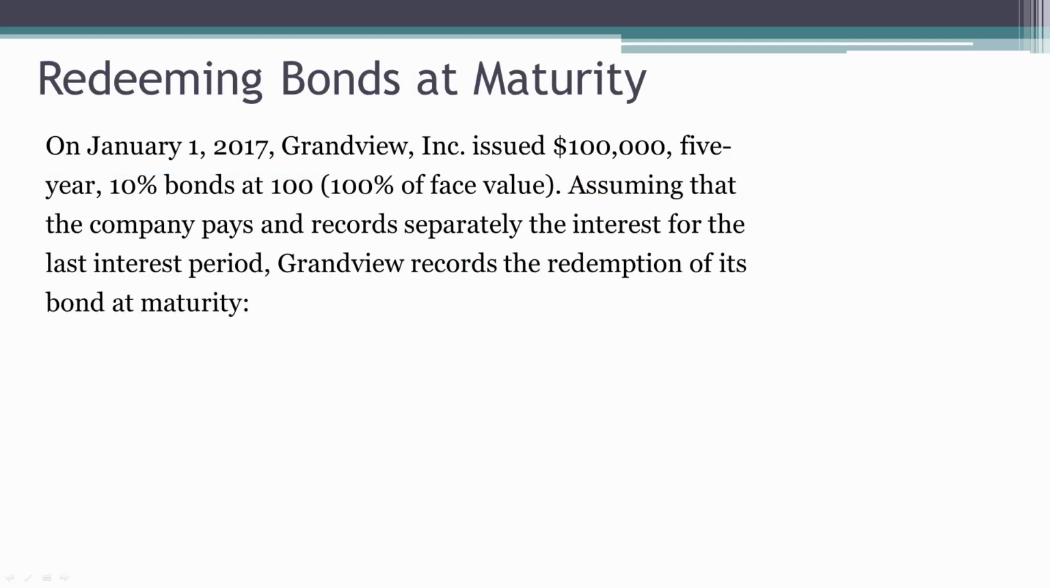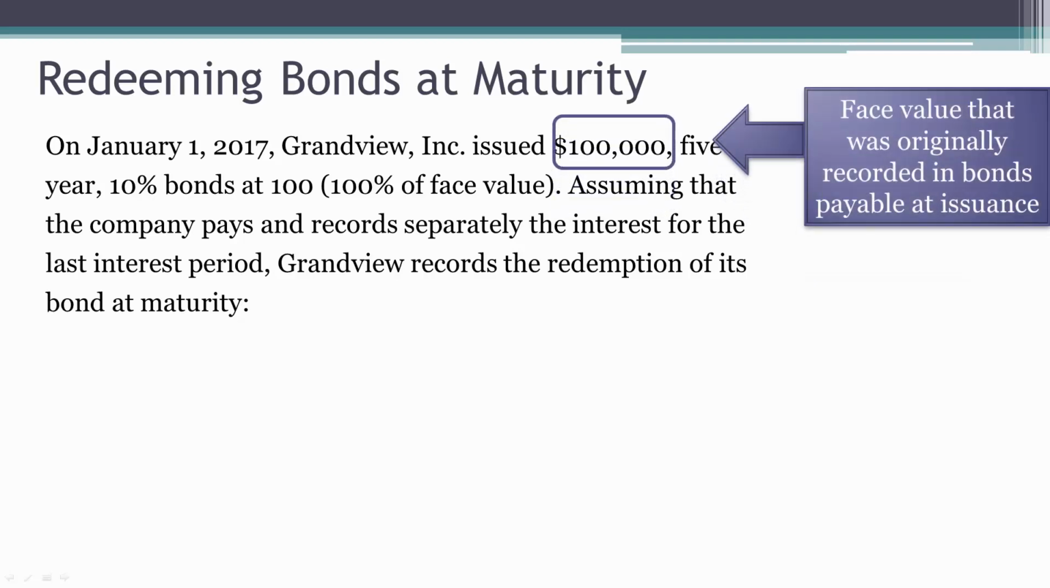So here we have Grandview Inc. and they issued a $100,000 5-year 10% bond at 100. Assuming the company pays and records separately the interest for the last interest period, Grandview records the redemption of its bond at maturity. So the $100,000 is the face value of the bond. When Grandview originally issued that bond, they would have credited bonds payable for that $100,000. Now the problem tells us they pay and record separately the interest.